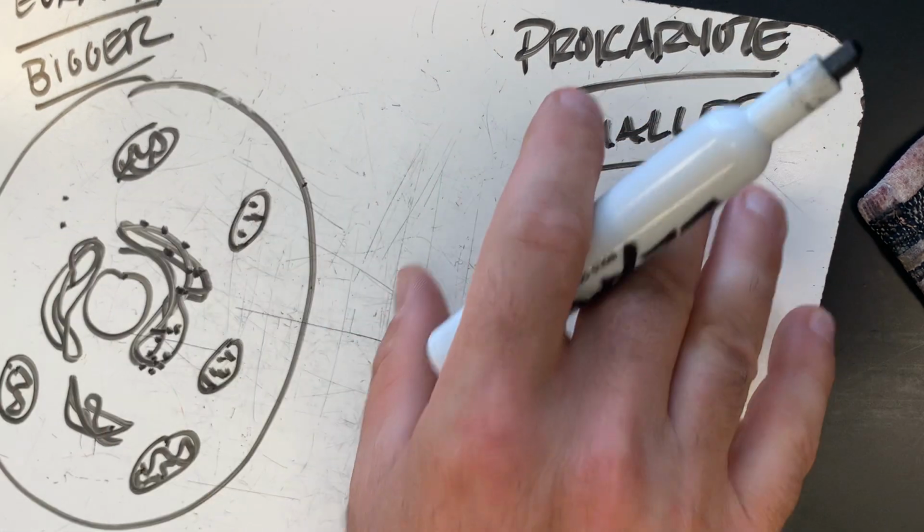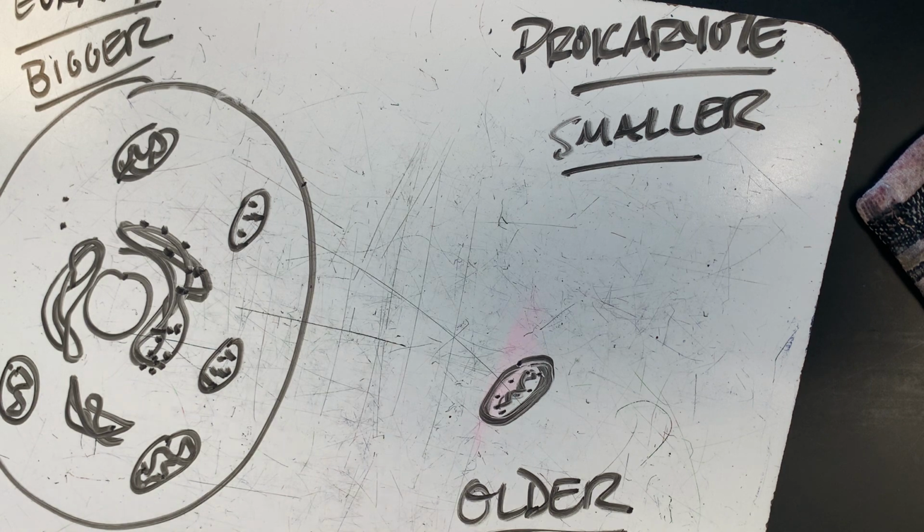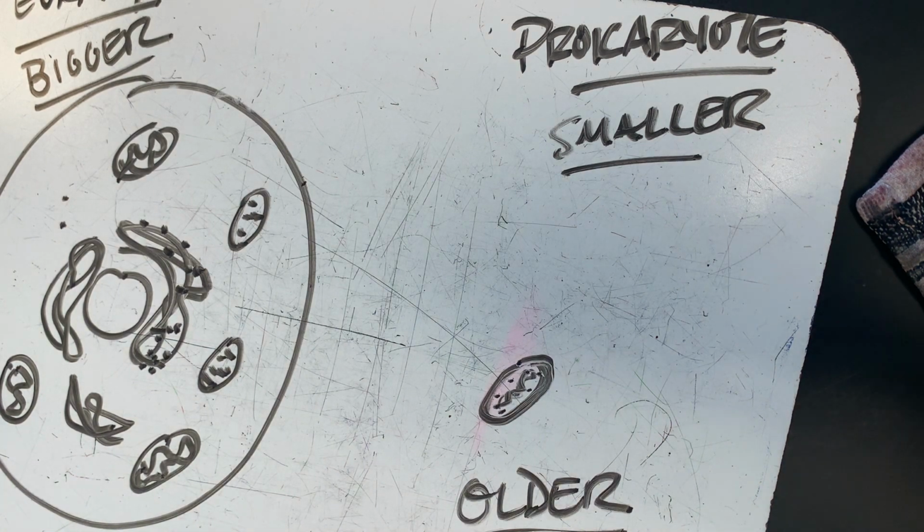So eukaryotes arose from prokaryotes, and they arose through a pretty cool process. All right, that's that first little lesson.